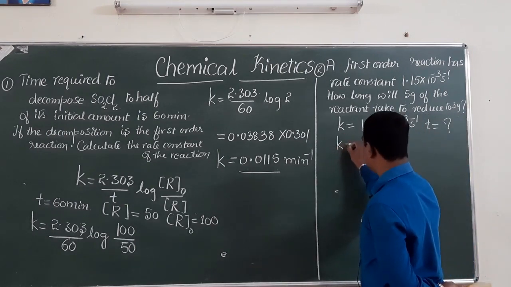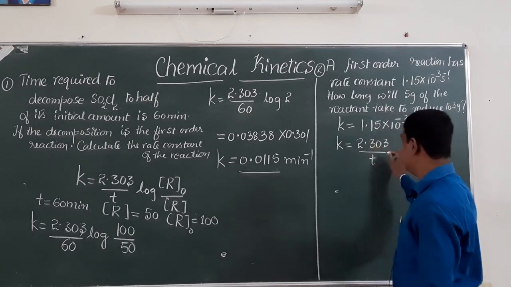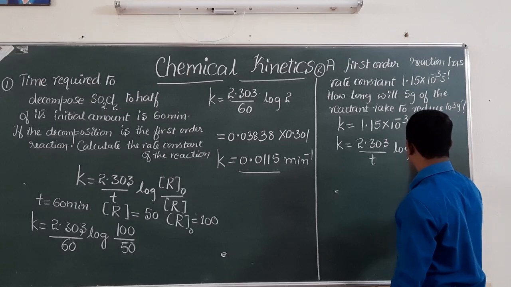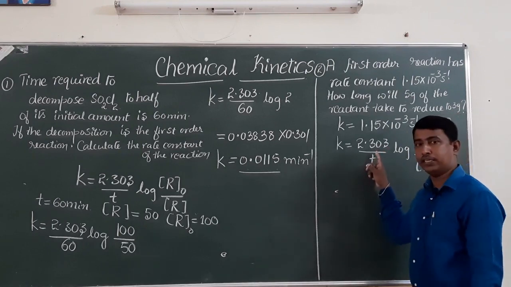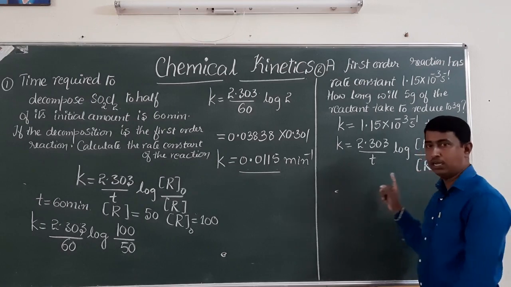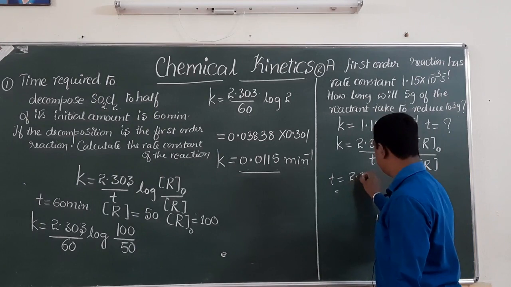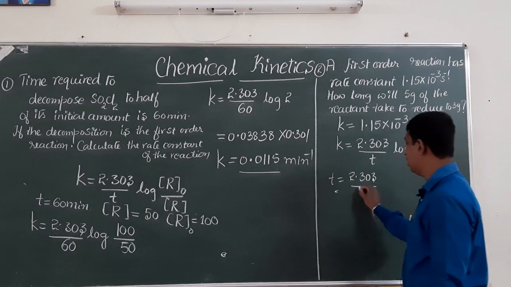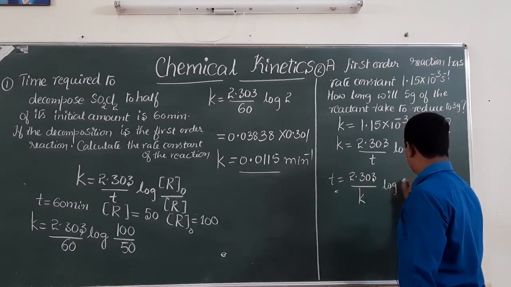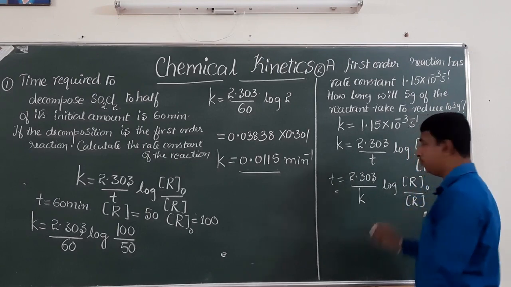So we have k is equal to 2.303 by t log R naught by R. We want the value of time t, so t is equal to 2.303 by k log R naught by R.